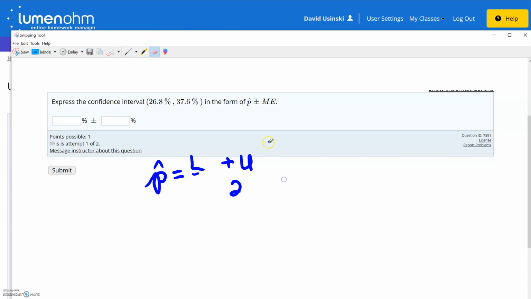Right, I guess I don't need that big of a line. Let's make it a little shorter. So let's do that. Okay, so now let's plug in the numbers. So 26.8 plus 37.6 divided by 2 is going to equal.